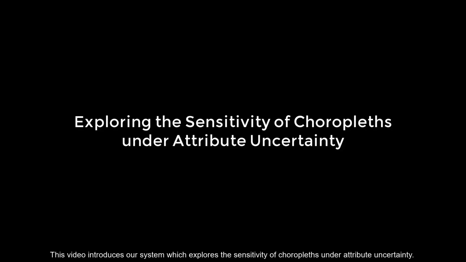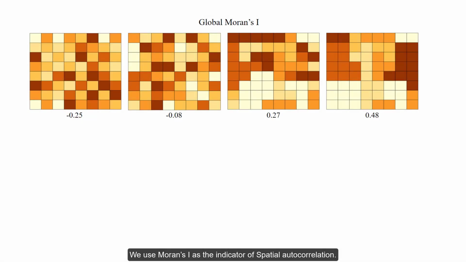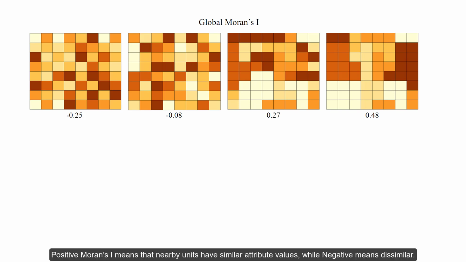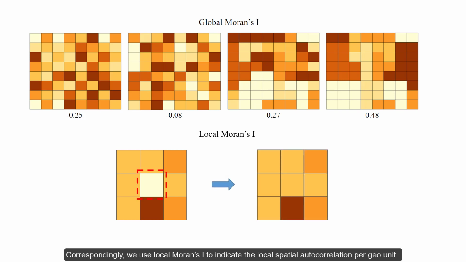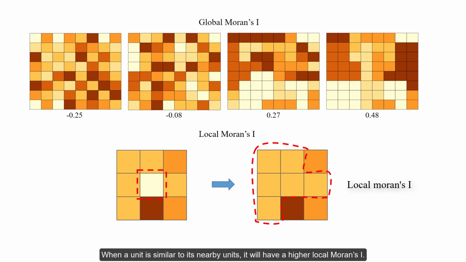This video introduces our system, which explores the sensitivity of choropleths under attribute uncertainty. We use Moran's I as the indicator of spatial autocorrelation. Positive Moran's I means that nearby units have similar attribute values, while negative means dissimilar. Correspondingly, we use local Moran's I to indicate the local spatial autocorrelation per geo unit. When a unit is similar to its nearby units, it will have a higher local Moran's I.